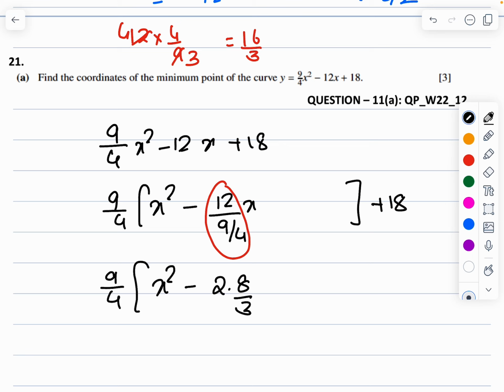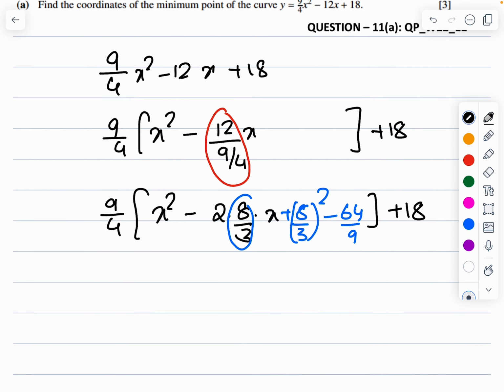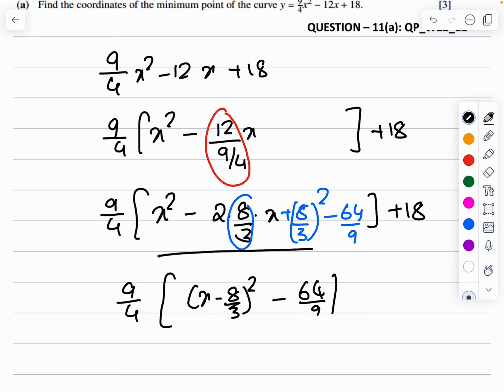16 upon 3 can be written as 2 times 8 upon 3 plus 18. So my b term is 8 upon 3. So add 8 upon 3 whole square, subtract 8 upon 3 whole square. So these three terms will become x minus 8 upon 3 whole square minus 64 upon 9 plus 18.